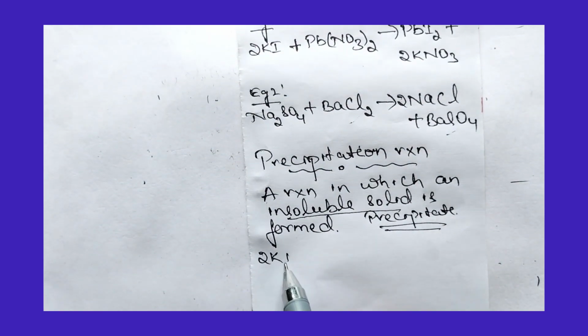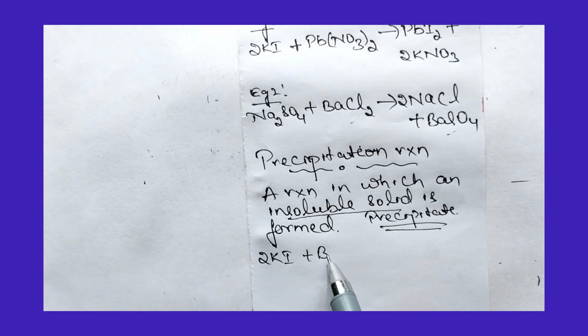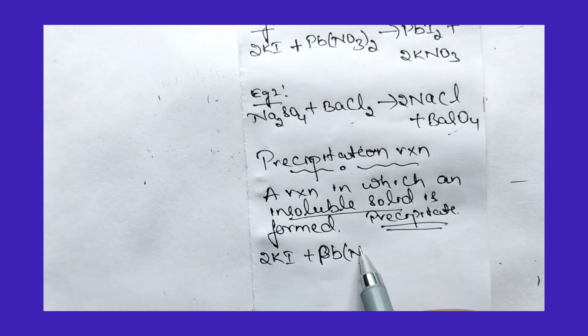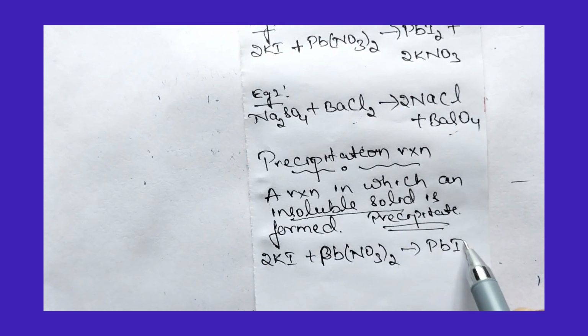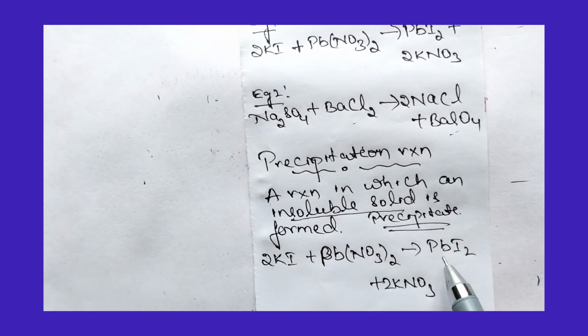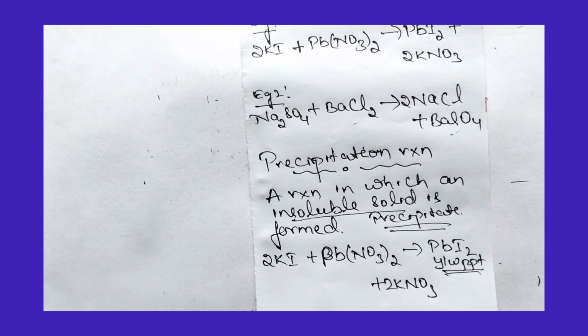So 2KI plus Pb(NO3)2 gives rise to PbI2 plus 2KNO3. This PbI2 is called a yellow precipitate. So it is a yellow PPT. So when potassium iodide reacts with lead nitrate, it forms an insoluble solid, and that insoluble solid is lead iodide, which is a yellow PPT.